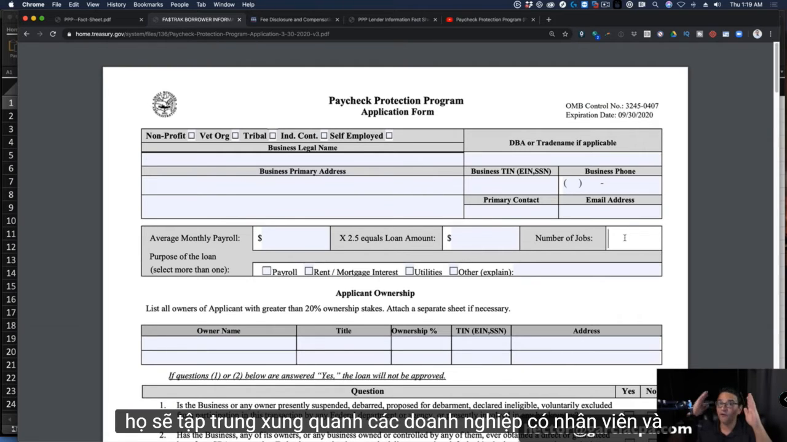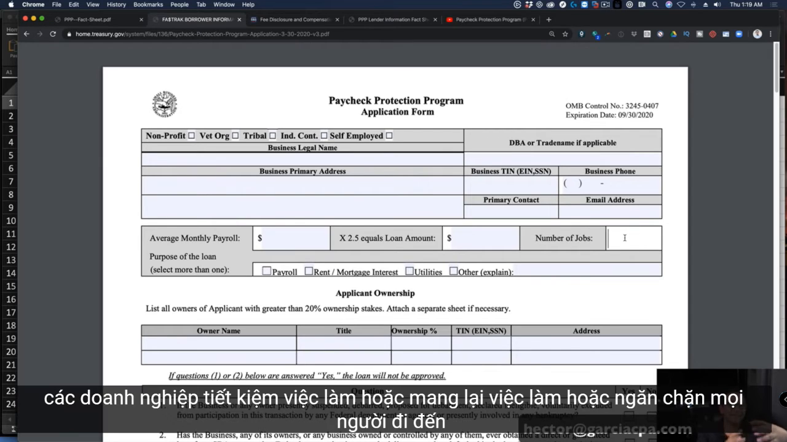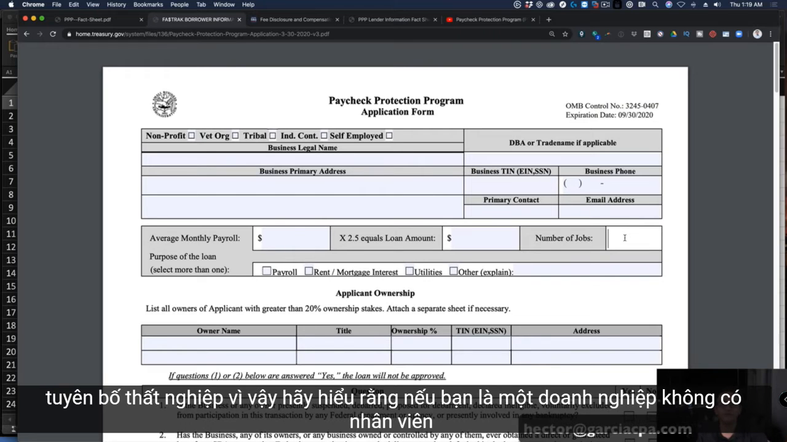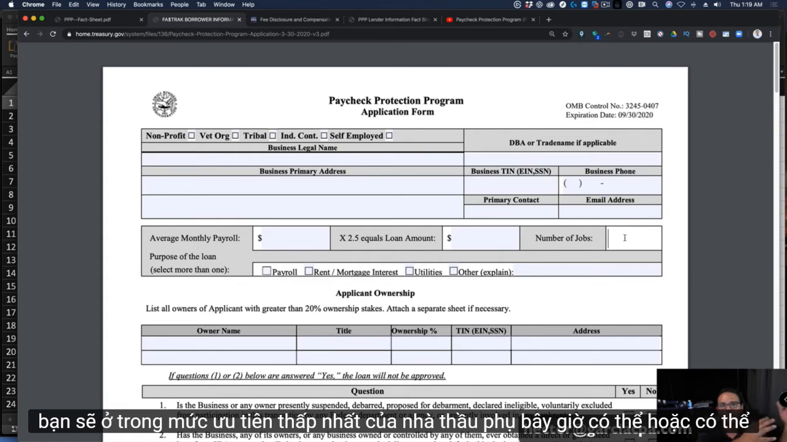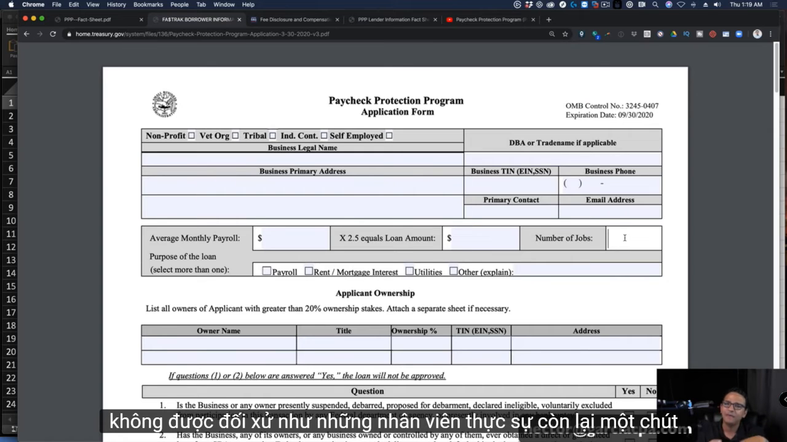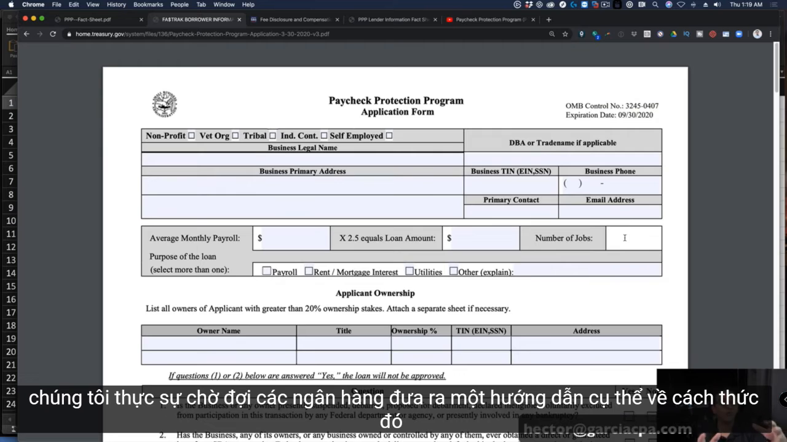So they're going to be focused around businesses that have employees and businesses that save jobs or bring back jobs or prevent people from going to claim unemployment. So understand that if you're a business without employees, you're going to be in the lowest priority of this. Now, subcontractors may or may not be treated as employees. That's actually a little bit left. We actually have to wait for the banks to give us specific guidance on how that works.